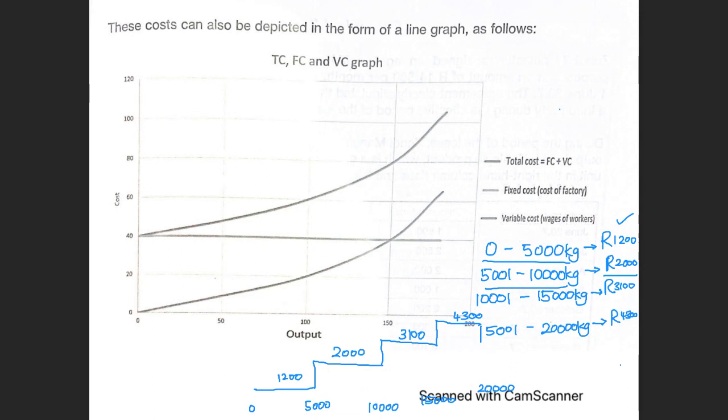So like that, you have now seen that it stays the same for a certain level of activity, it's fixed, but once it reaches a certain limit or a certain end of range, then it will increase and stay the same again for a certain range, and then it will increase again, and it continues like that in steps. So that is your semi-fixed cost. Any questions here before we move on?